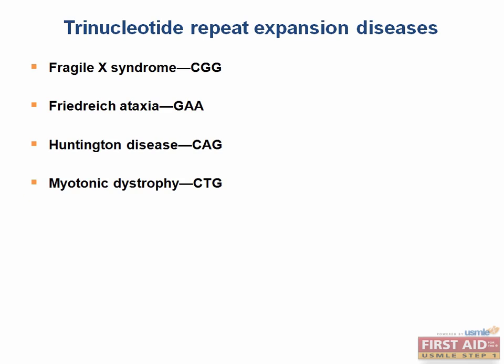This is a list of the most common trinucleotide repeat disorders. They can be inherited in a variety of ways. For example, Huntington is autosomal dominant, and Fragile X is X-linked recessive.